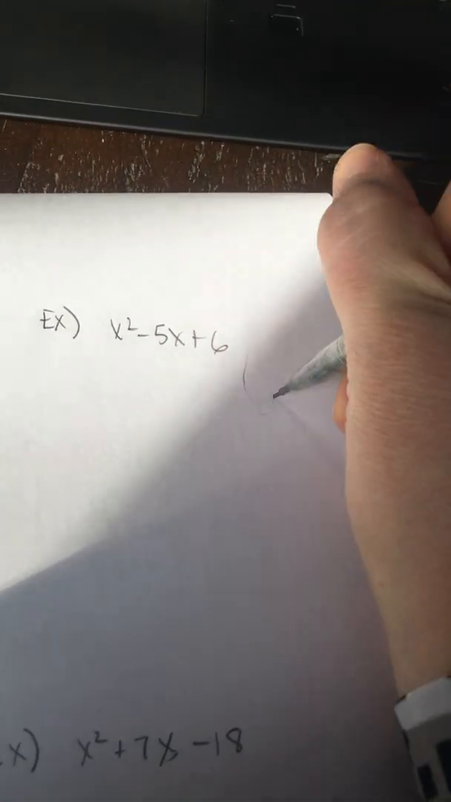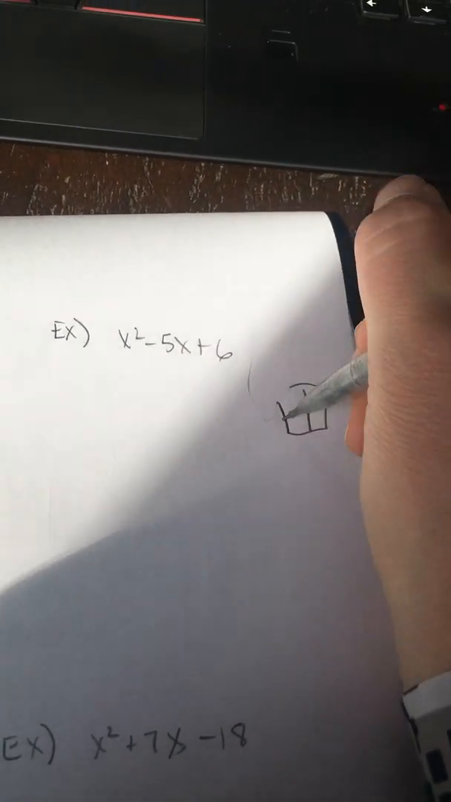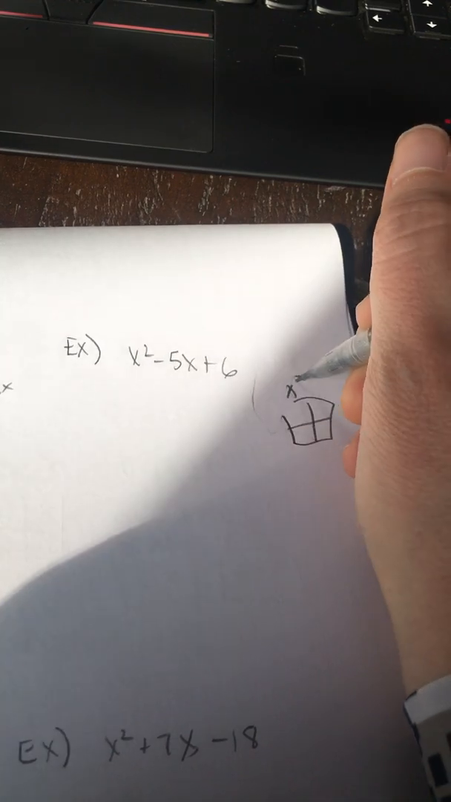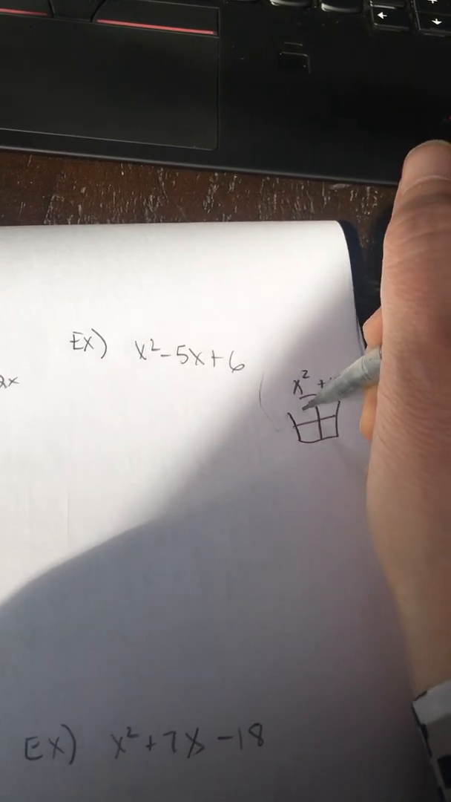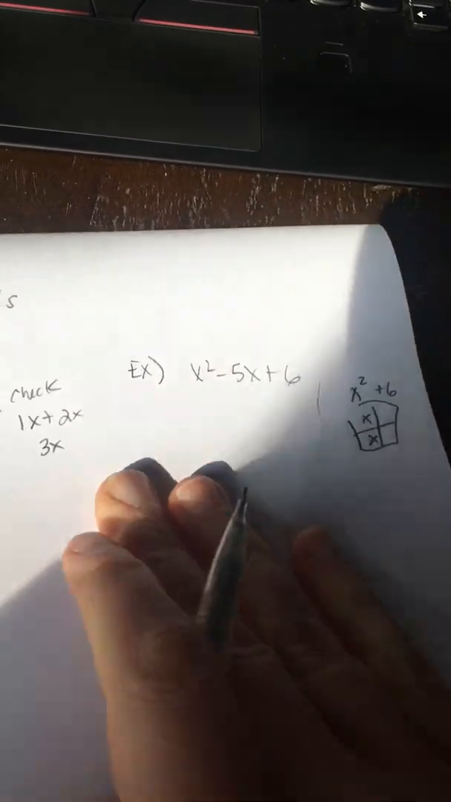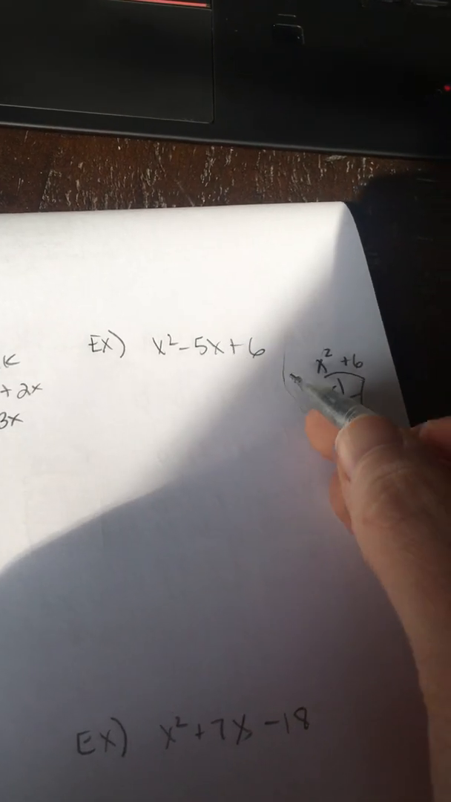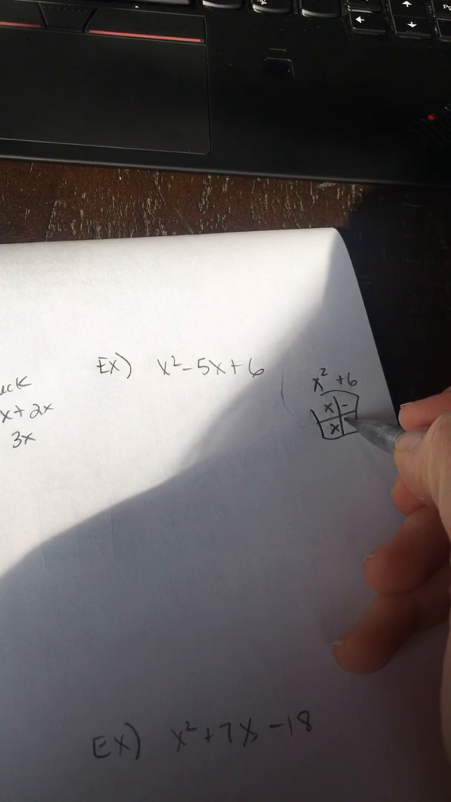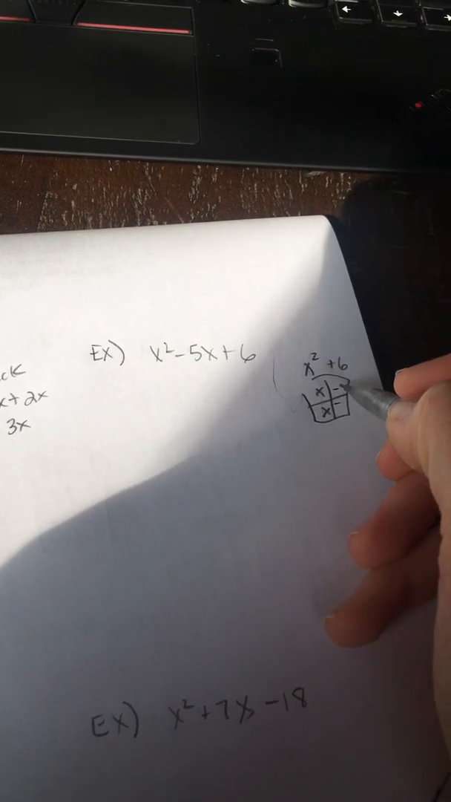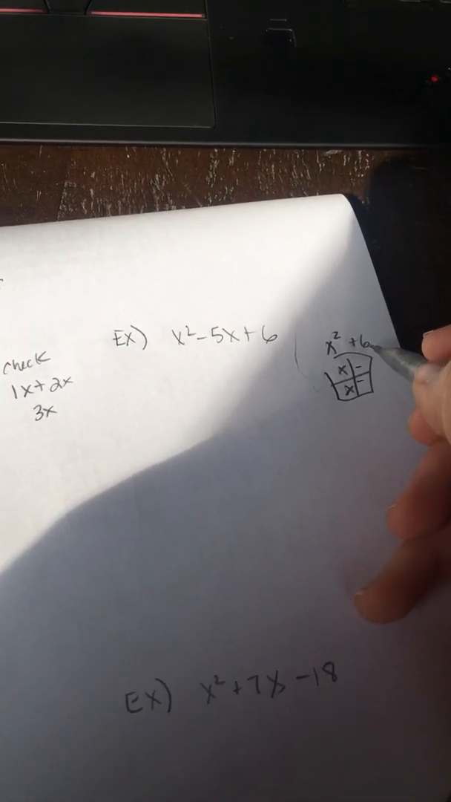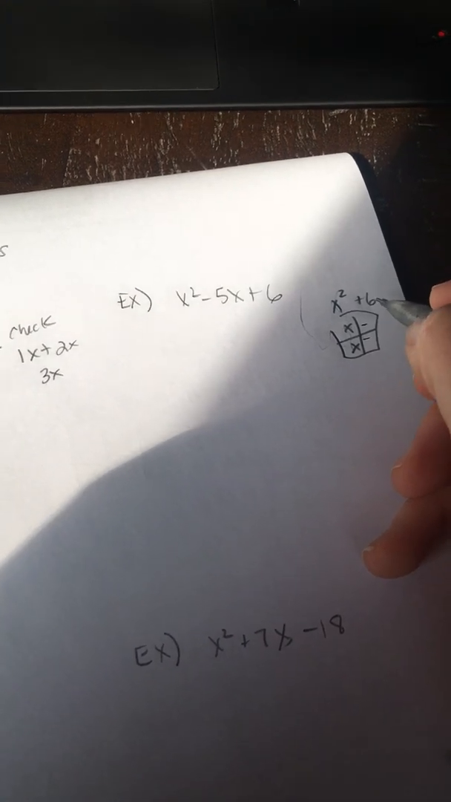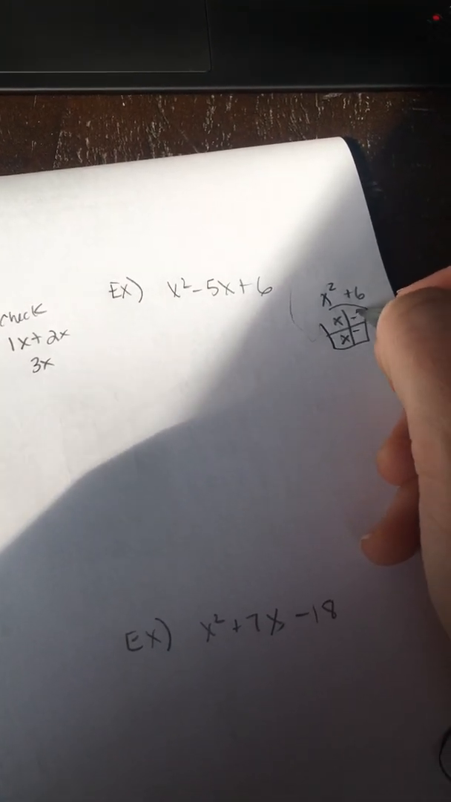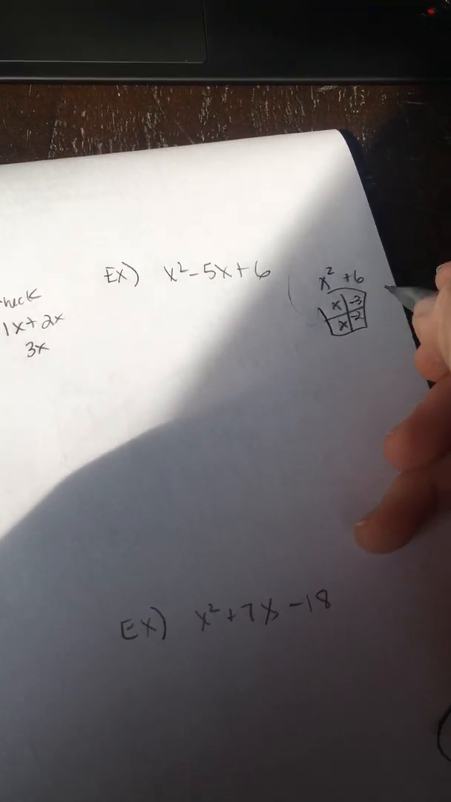Next example, make a box. X squared minus 5x plus 6. So some strategy, recognizing that the middle term is negative, I know that I need to use a negative times a negative, which gives me a positive. What multiplies to give you 6? You could use 3 and 2 or 6 and 1. I'm going to use 3 and 2 and try that.